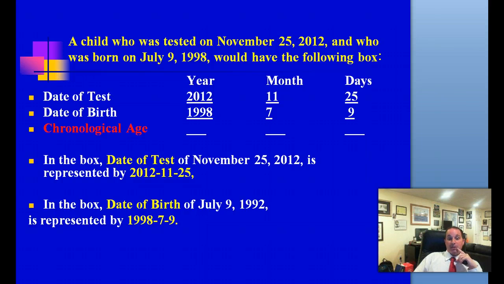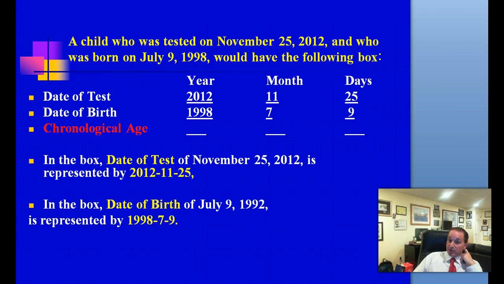So what do we put on the lines? Okay, under date of test, we know that the child was tested in 2012, so under year, we put down 2012. Under month, we put down 11, representing November, the 11th month of the year. And under days, we know the child was tested on November 25th, so under days, we put 25. So the date of test is 2012, 11/25.